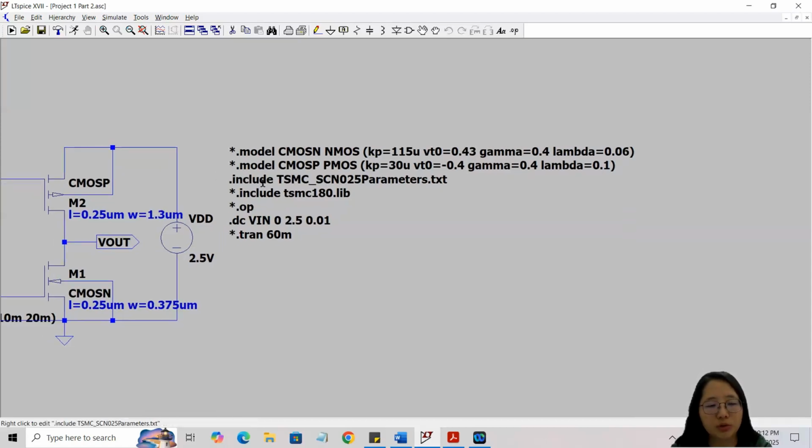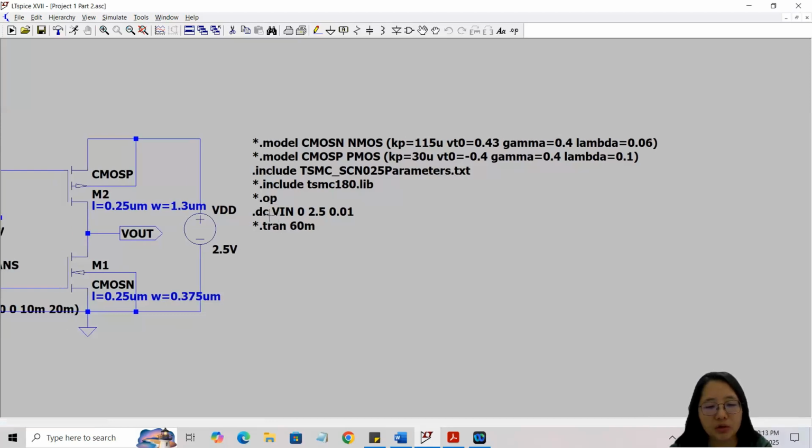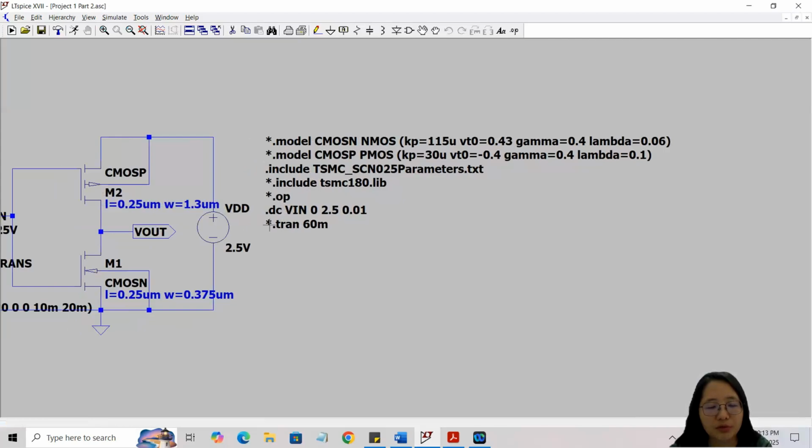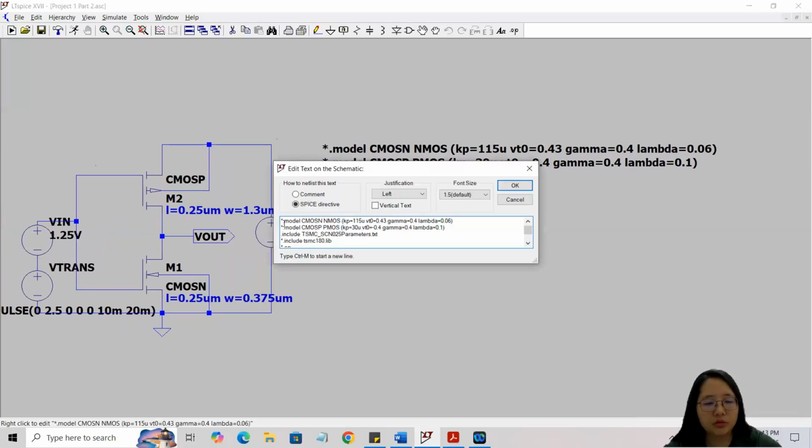The input is used to include the TSMC SCN025 and TSMC 180 files. The .op is used to calculate the operating region, .VTC and .DC are used to find the VTC curve and noise margin, and .transient is used to simulate the transient analysis. First, I will do the simulation for SPICE level 1 and find the operating region.